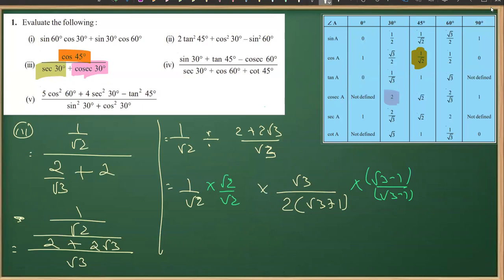So in the numerator, what we'll get: root 2 into 1 is root 2, and root 2 into root 2 is 2. That is multiplied by, if I open this bracket, root 3 into root 3, which is 3, then root 3 into minus 1 is minus root 3. We have a 2 here, and now I'll apply a plus b into a minus b, which is a square minus b square. So that is root 3 square minus 1 square, which is 1 only.